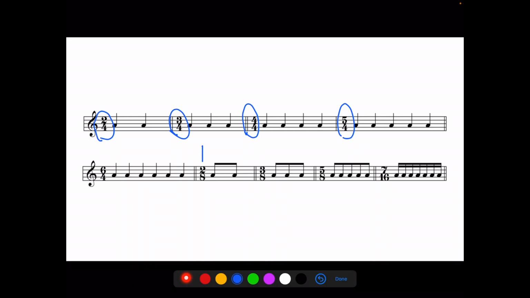And if you look at this one, we have 2/8. It just means there are 2 eighth notes in that one measure. In this case, we have 3 eighth notes in that one measure. Okay, so make sure that you understand what the top number means, what the bottom number means. But it's pretty straightforward.